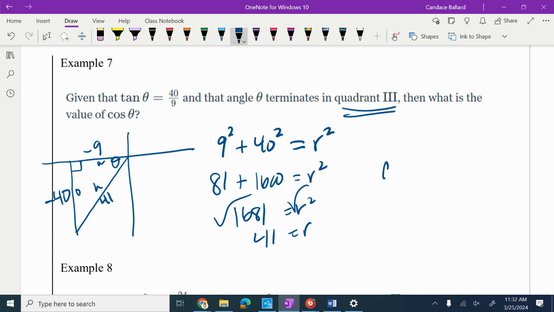All right. I want you to write down the cosine of that triangle right now. So everybody write down the cosine. All right, what do we end up with? Negative 9 over 41 because we had adjacent over hypotenuse.